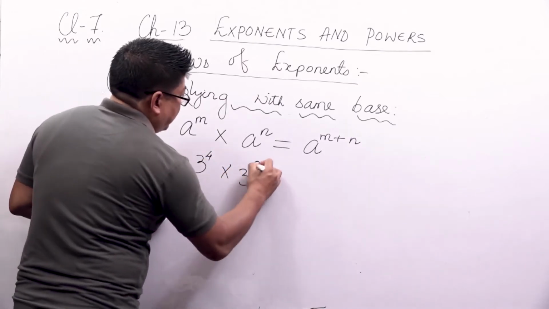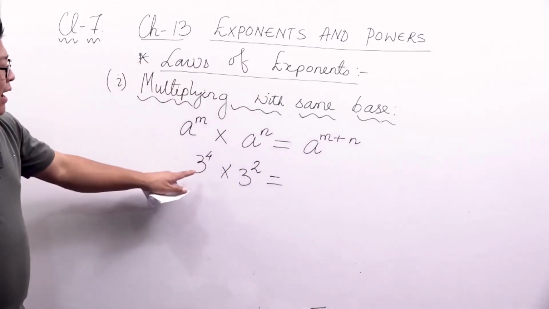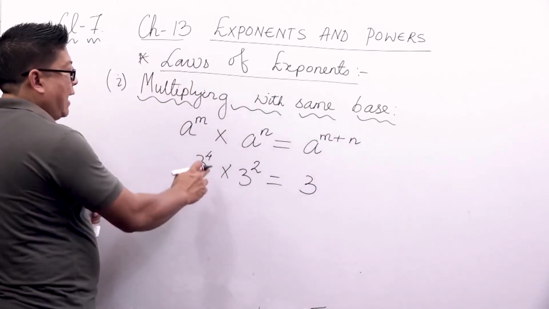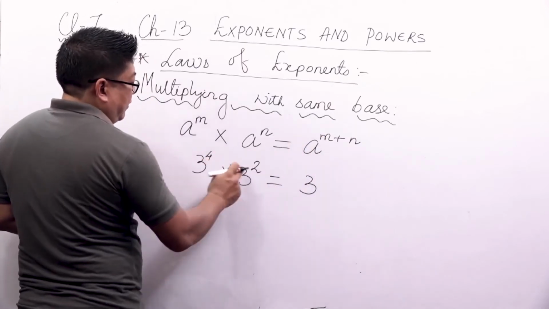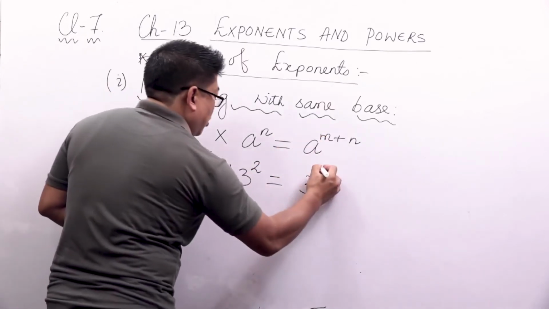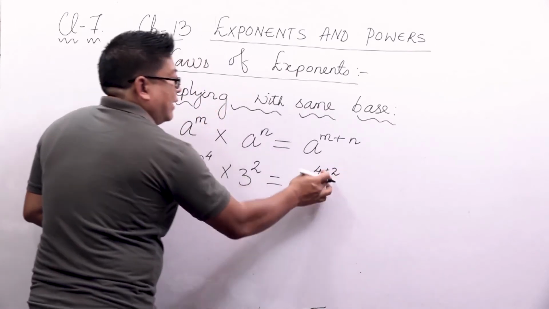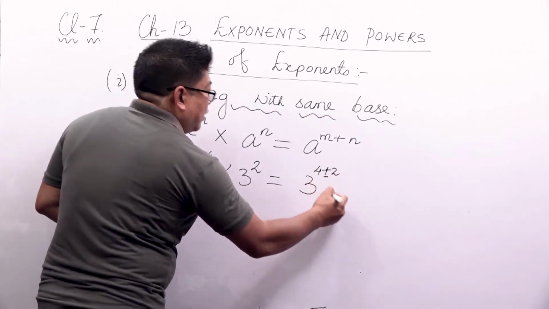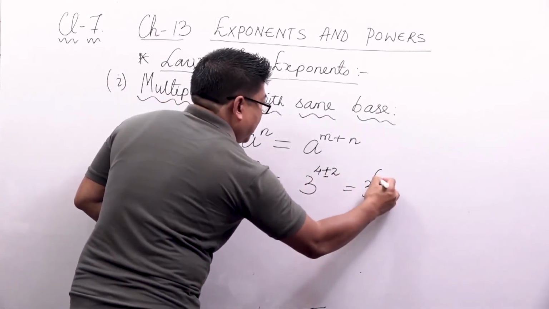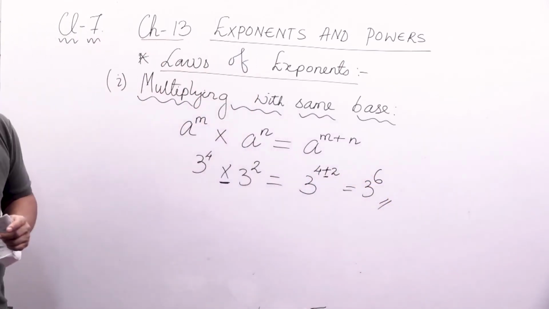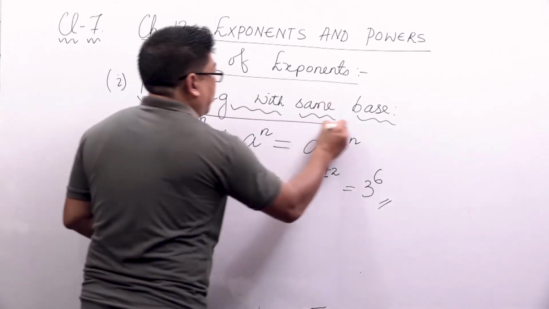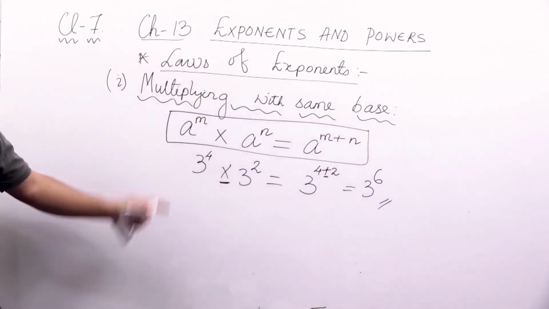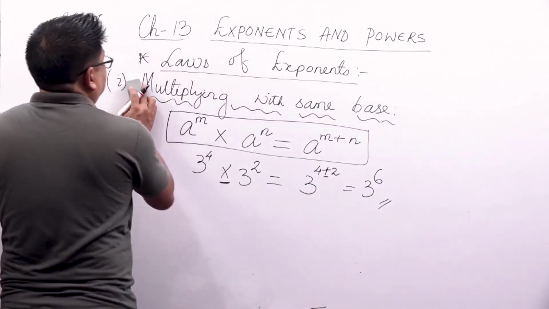3 to the power 4 and 3 to the power 2. So we have base 3, so common base will be 3. And now look here. The two powers are being added. So 4 plus 2. They are added when it is multiply. Multiply, then add. So if you add the power, 3 to the power 6. So this is the first law. You have to keep it in mind. You should always be able to recollect this form. All right, let's move on to the next law.